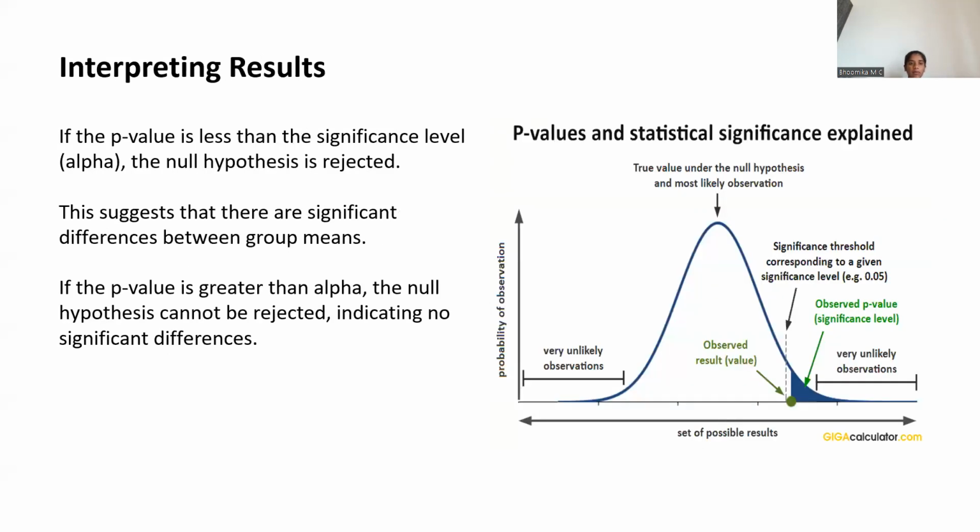Interpreting results. If the p-value is less than the significance level, the null hypothesis is rejected. This suggests that there are significant differences between group means. If the p-value is greater than alpha, the null hypothesis cannot be rejected, indicating no significant differences.